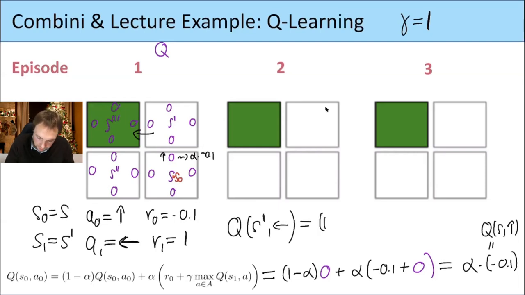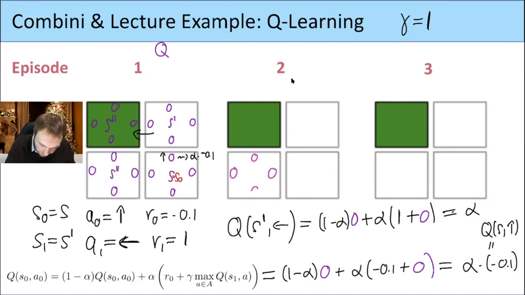This is the old value times 1 minus alpha, which is 0, plus alpha times the immediate reward, which is 1, plus, and in this case here, again, the maximum value of these, which is 0. So 0. And this gives then in the end just alpha. But now we are in a terminal state, so this episode is over. And the result of this episode is that now our Q has the following values.